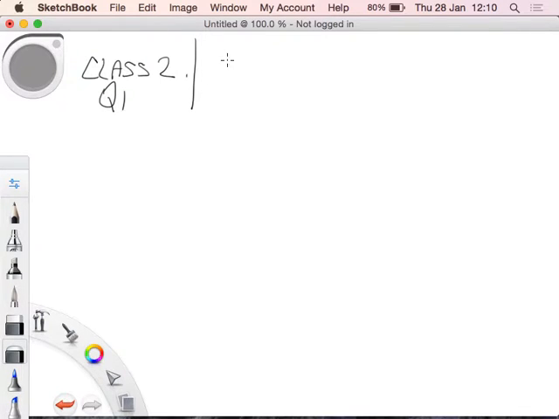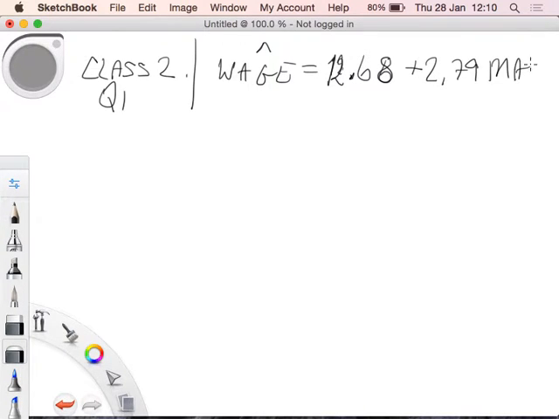class 2 question 1. Let's look at the model that's given in this question. This model is estimated using a data set with 250 randomly selected males and 280 female workers. They're all randomly selected, and interestingly, this is 530 observations, right?